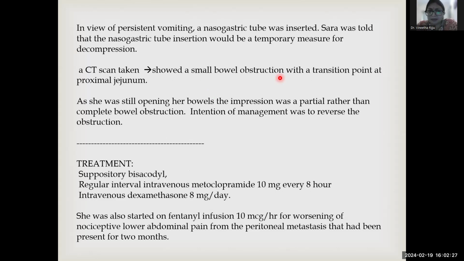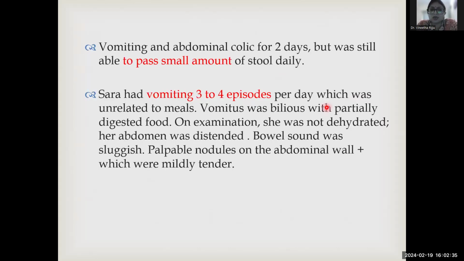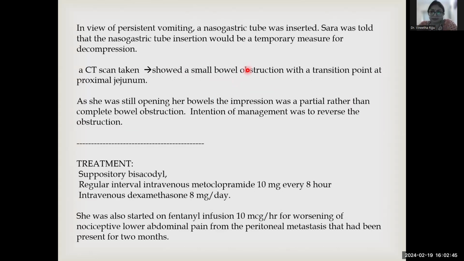So this should give you an idea, even without a CT scan, some idea, okay, this is probably where the obstruction is. And as she is opening her bowels, the impression was that it is more of a partial bowel obstruction than complete. So over here, we did say that she is passing small amount of stools daily. So it is not complete obstruction, it is partial obstruction. So what was the treatment that was given to her?